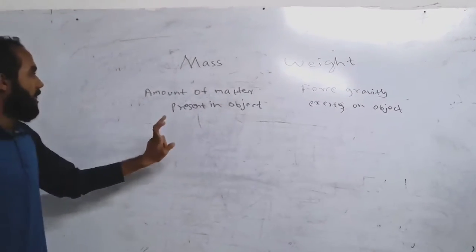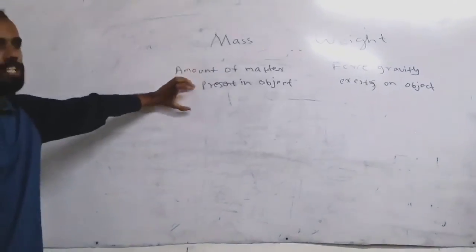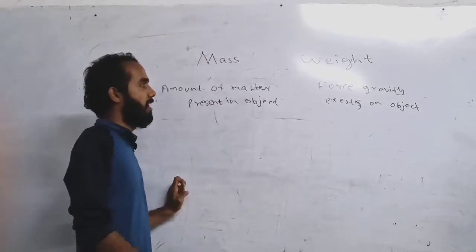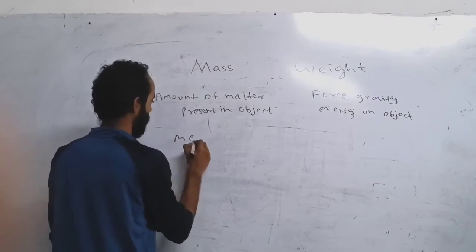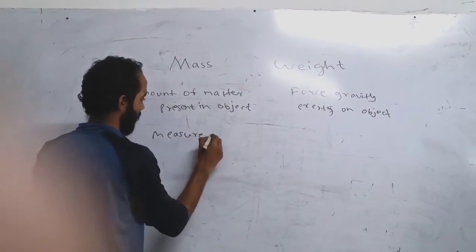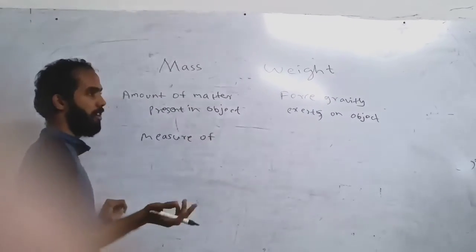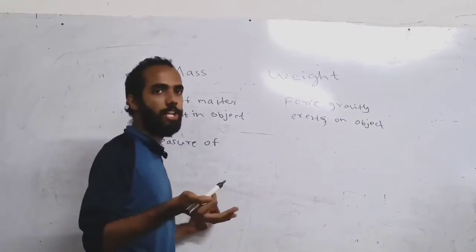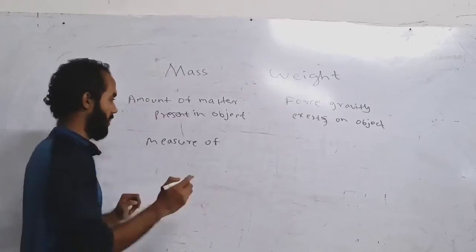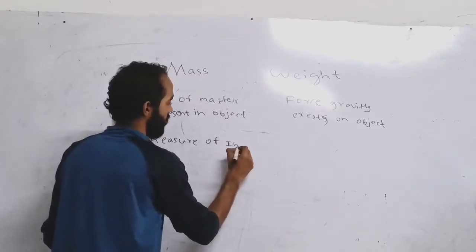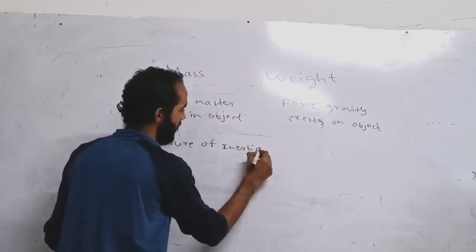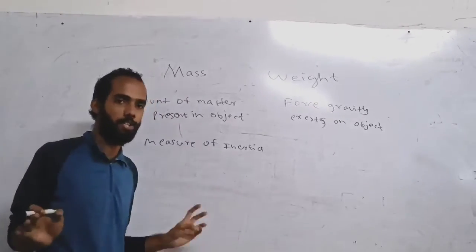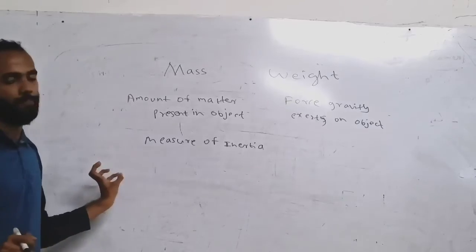Mass is a measure of inertia. I hope you all have heard about inertia. Inertia is the tendency to continue in a state of rest or state of motion. It's a measure of inertia, which means that it will be the same everywhere. Wherever you are in the universe, it will always be the same.